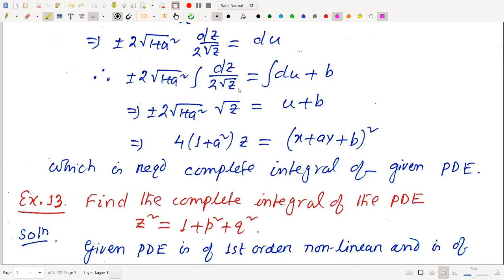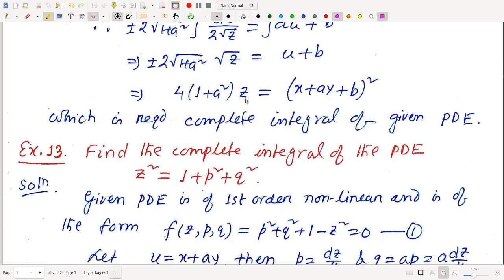So it is dz by 2 root z, integration is root z. Then square both sides, we get 4 times 1 plus a square times z equal to x plus ay, because u is x plus ay, plus b, whole thing square. So this is our required complete integral of the given PDE.